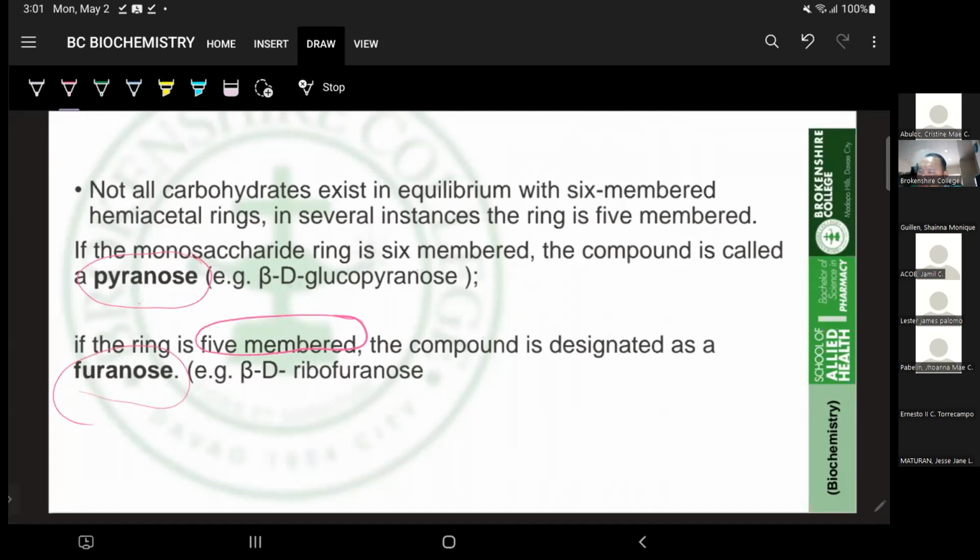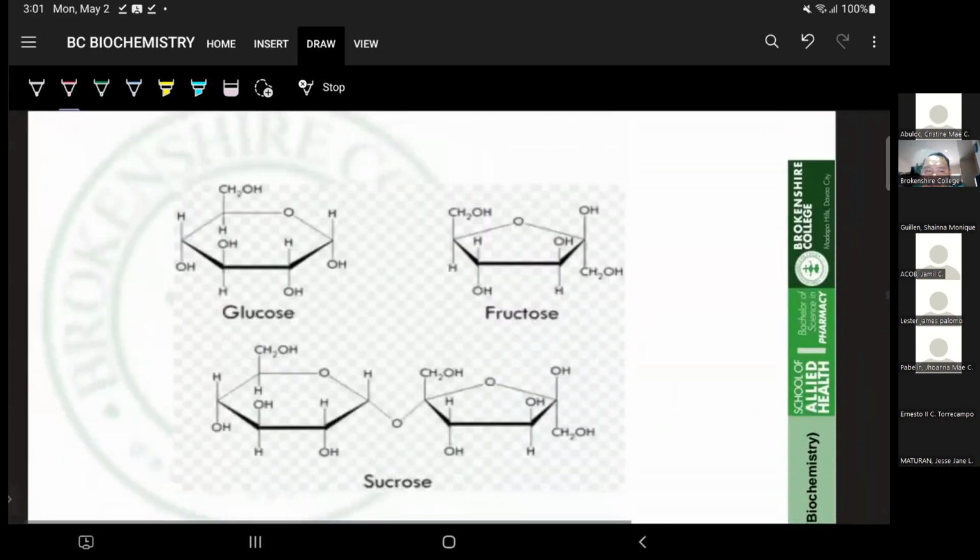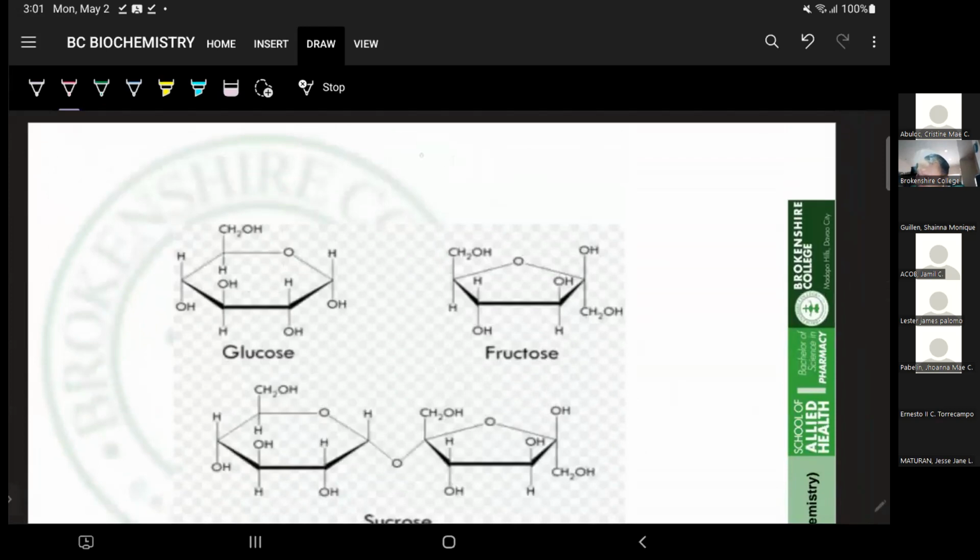For example, you have beta-dextro-glucopyranose and beta-dextro-ribofuranose. This example is pertaining to the Haworth projection, so you are using Haworth projection. It is either a pyranose or a furanose. Do you follow, people? Yes, sir.